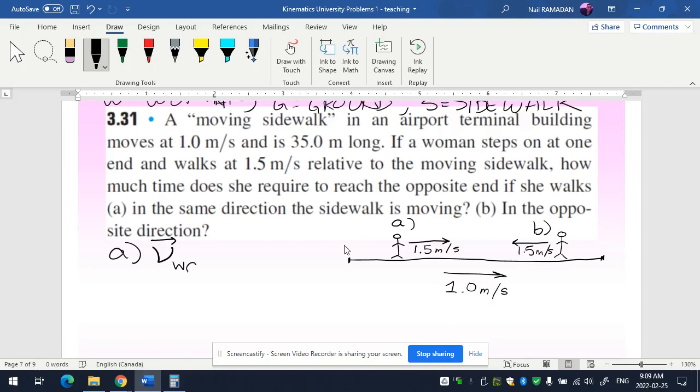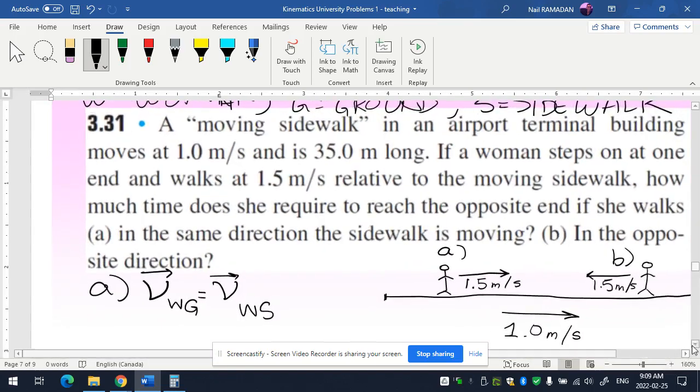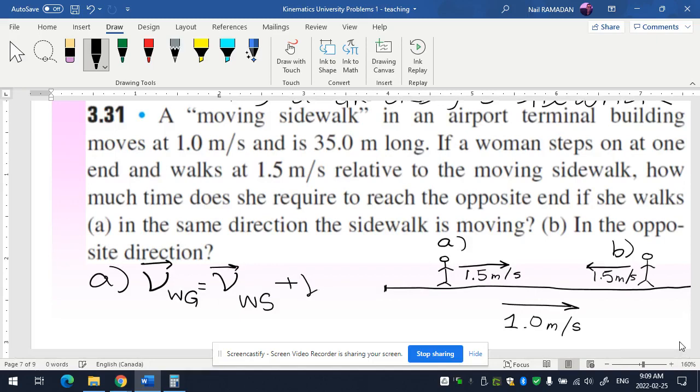So everyone, we want V_WG. Can someone finish this relative motion equation for us? I've already given you the two subscripts. You just have to play with the subscript on the right side. Ahmed, give me the first one. So V_WS, yes, exactly, V_WS plus. Who would like to give us the second one? So V_SG, exactly, V_SG.